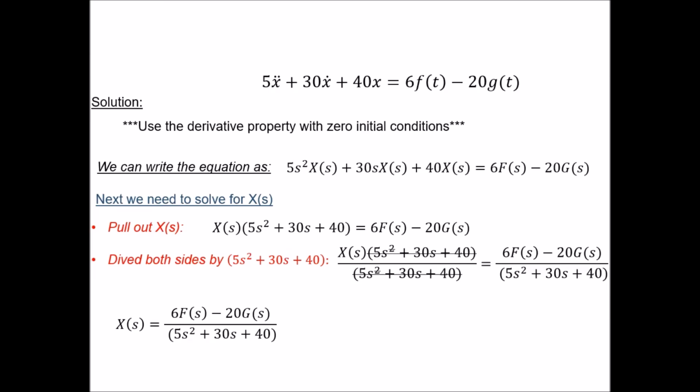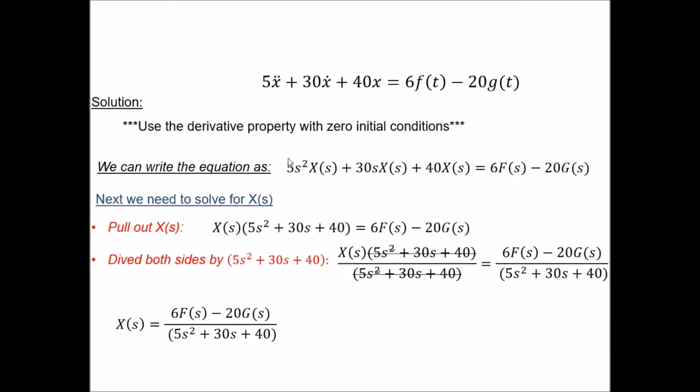So now that we have our setup page complete, and we can reference back to it to understand what they've given us and what they're asking us to solve for, I now want to start my solution. So I write out my given equation here. And for my solution, I come up with a plan of attack. One assumption that I've made from the problem statement is that we're going to use the derivative property with zero initial conditions. From that, we can now write this equation out in the following form.